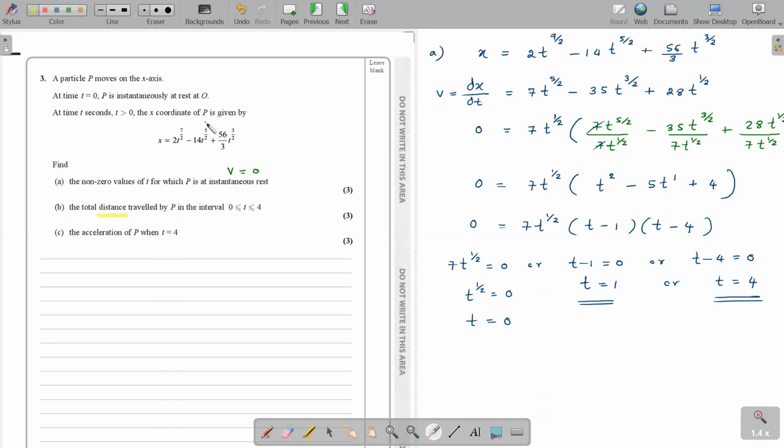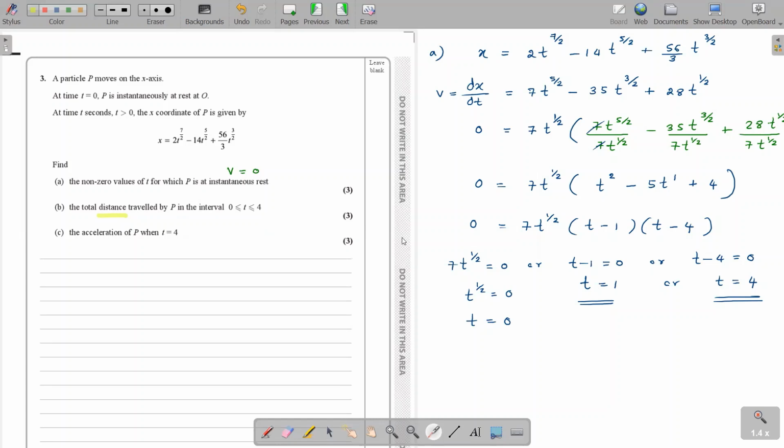Now, by the way, you can see we have the equation for x here. We already have found the equation for velocity and we have the equation for x. x gives you the displacement, starting from the origin. So you're supposed to find not the displacement, but the distance traveled by the particle in the interval 0 to 4. You need to think a little bit more about this.